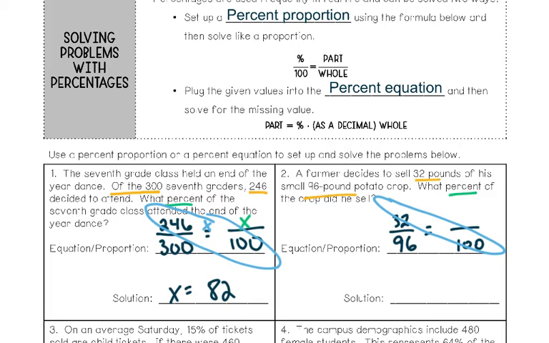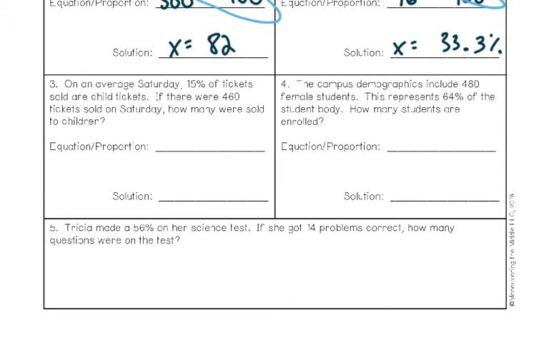So 32 times 100 is 3,200. And then I divide by the number that's left. I divide by the number that's not circled. So 3,200 divided by 96. That gives me 33.3 repeating. So approximately, x would equal 33.3%, approximately.